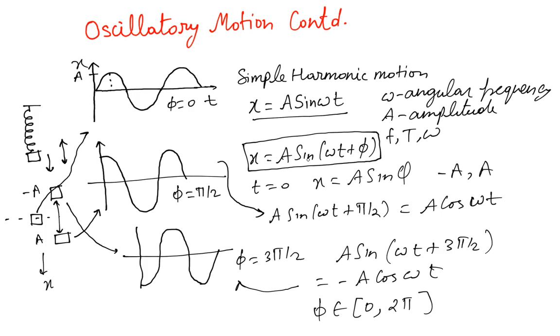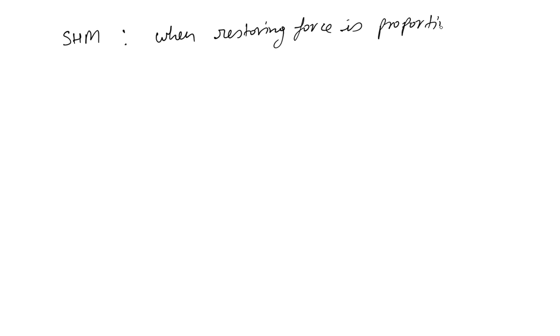Okay, so mathematically, simple harmonic motion is produced when the restoring force is proportional to the distance from the central point. What does that mean?